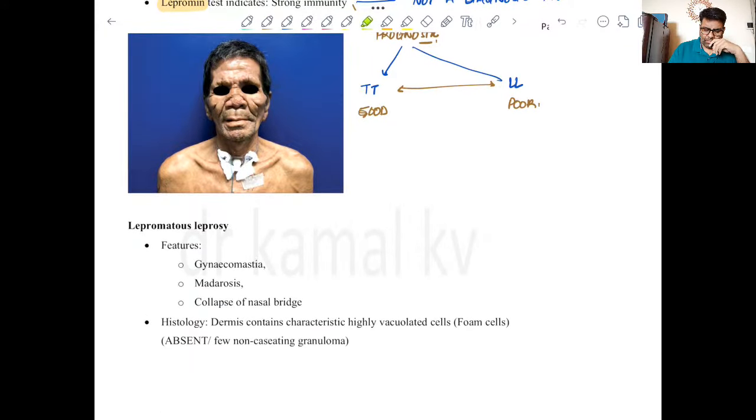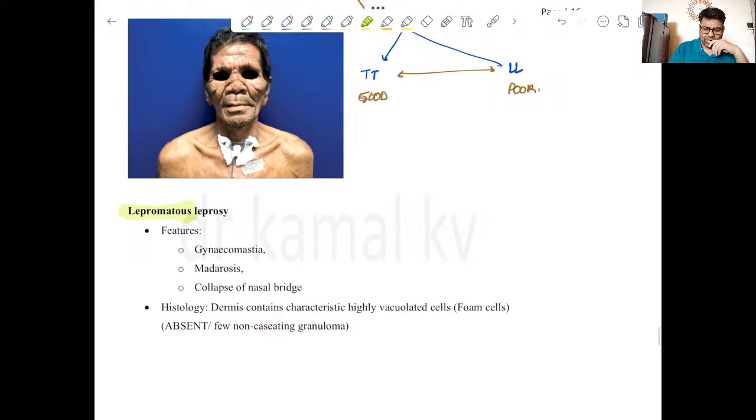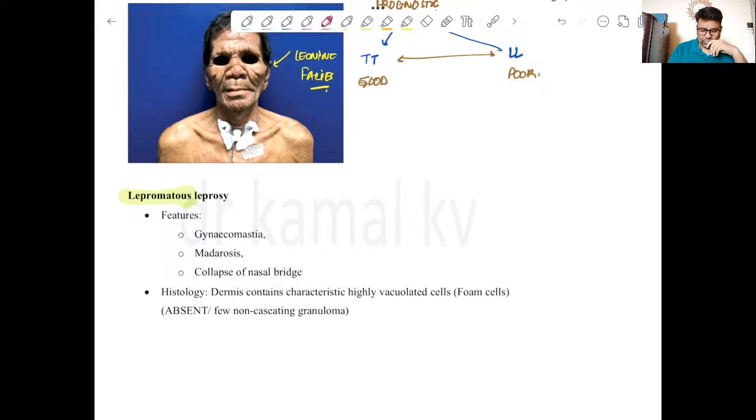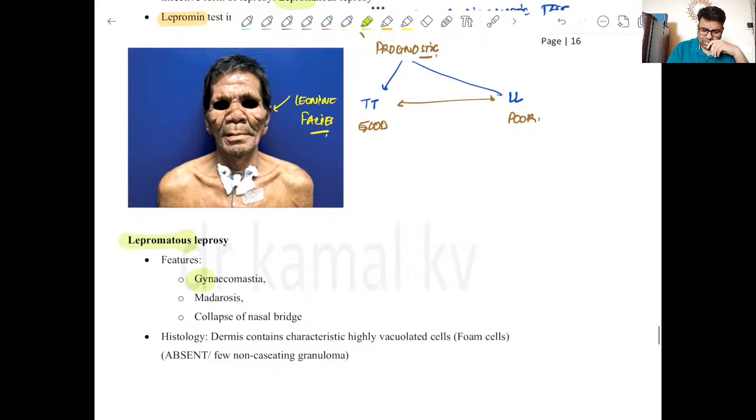Now lepromatous leprosy is very easy to identify. The moment you look at the face, this is a classical face, leonine facies. You will see nodularity of skin, involvement of most areas of the skin, right? If you look at the breast in males, it will be enlarged, gynecomastia. Then you can see there is loss of eyebrows. This is madarosis.